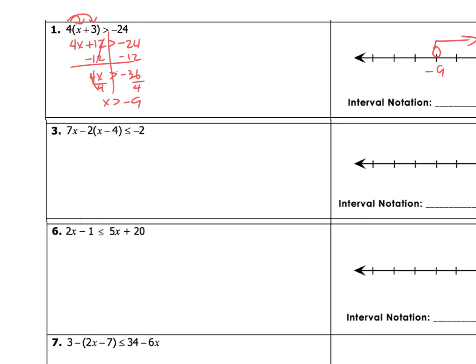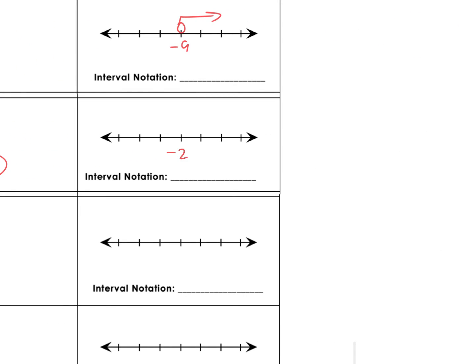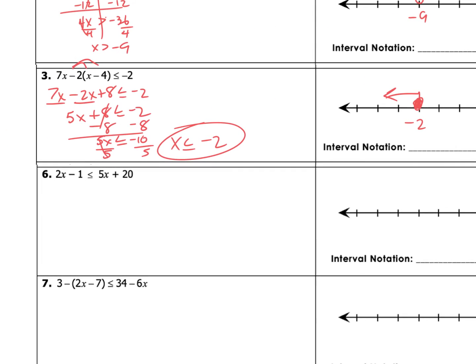All right, number 3, distribute. That's negative 2x plus 8 is less than or equal to negative 2. Bring down the 7x. All right, now this one I have to combine like terms. 7 minus 2 is 5x plus 8. Less than or equal to negative 2. Subtract 8. 5x is less than or equal to negative 10. Divide by 5. X is less than or equal to negative 2. Negative 2 in the middle, closed dot, less than or equal to goes to the left.